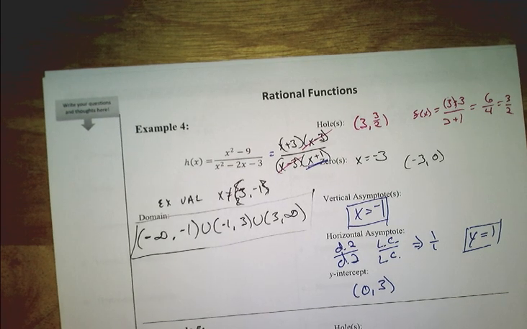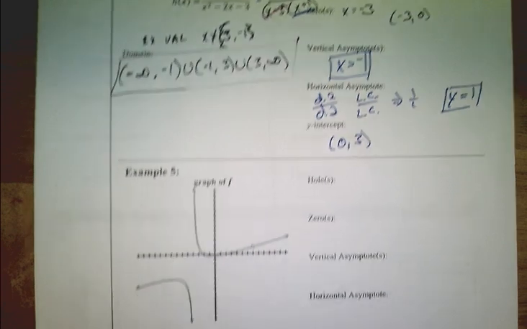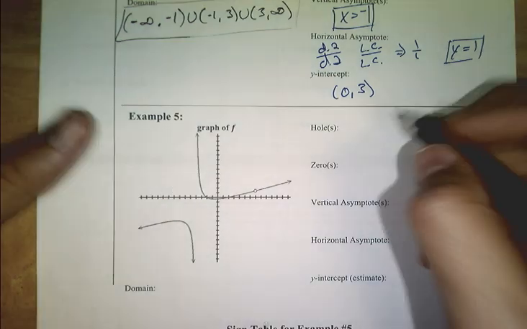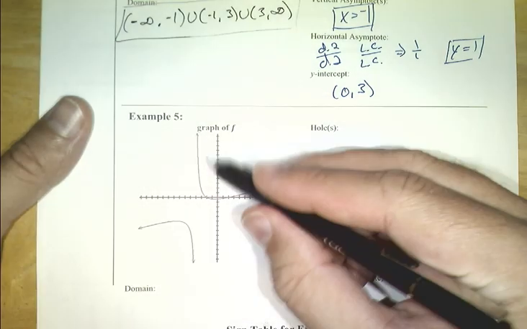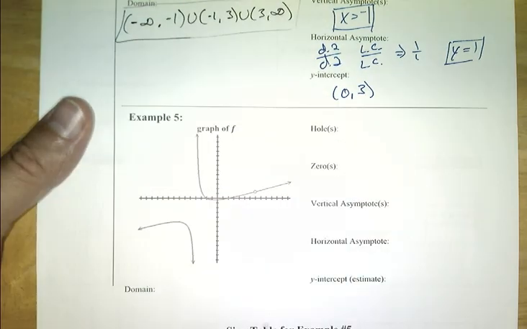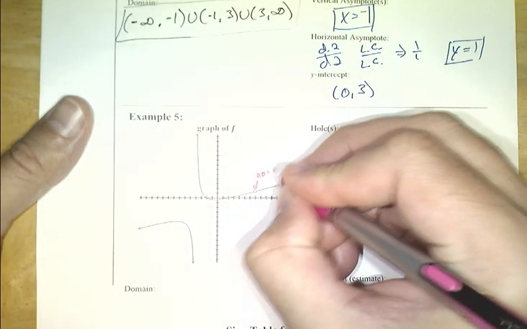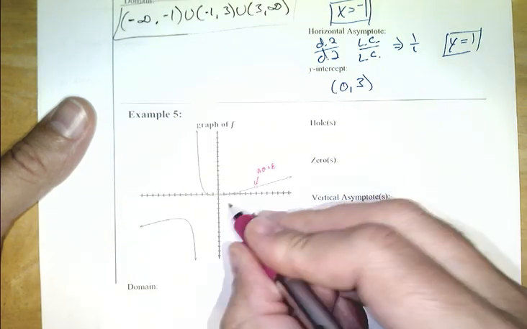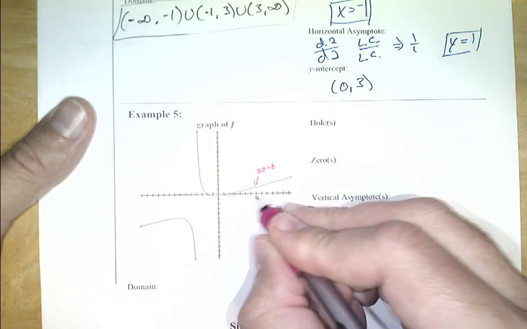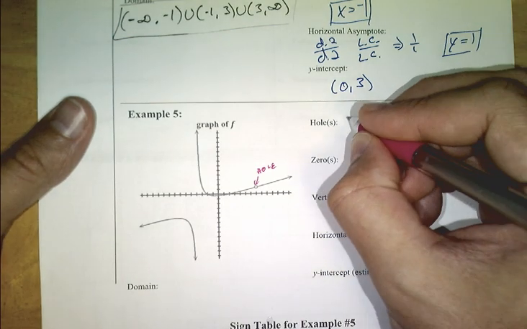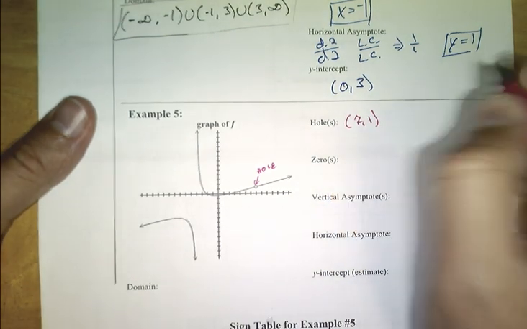Next up, let's move the camera. There we go. So this time we're not given an equation. Instead, we are given a graph. It looks like there's a hole right here. So there is our hole, and that is at 1, 2, 3, 4, 5, 6, 7, 1, it looks like. So we'll have a hole at 7, 1.